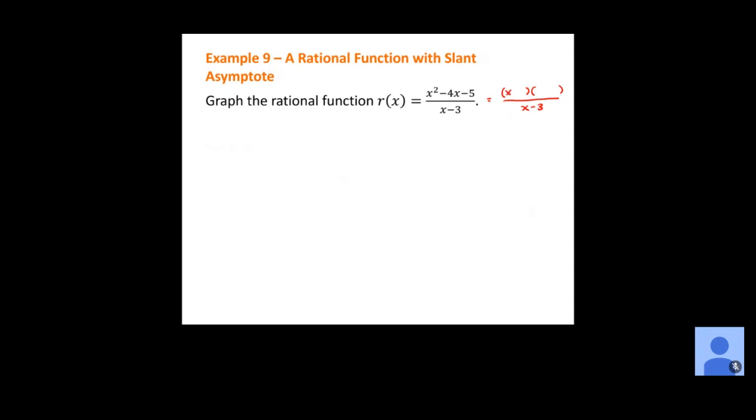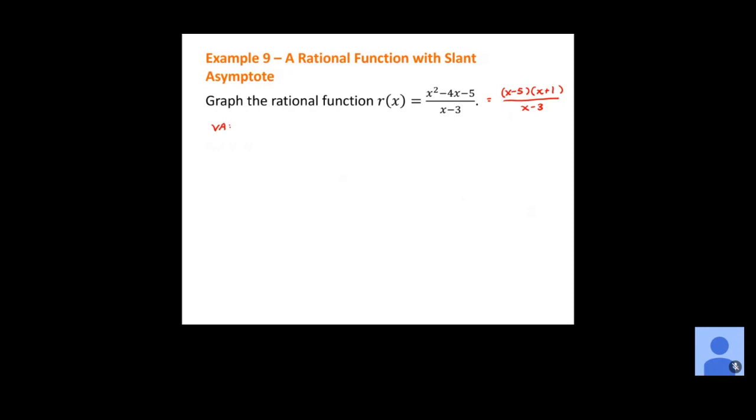Good, x minus 5 and x plus 1. All right. Do we have any common factors this time? No, right? So nothing cancels out. All right, so let's start going through our list of things to find. Let's look for vertical asymptotes first.